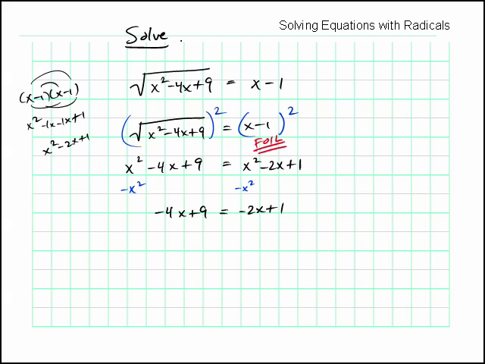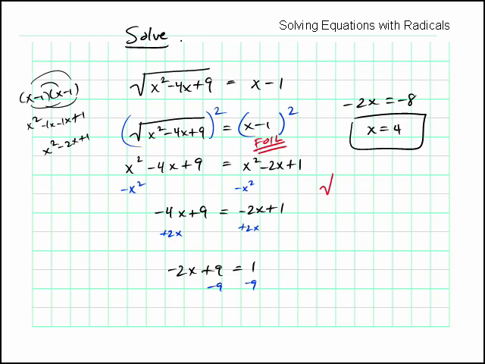Move the 2x to the other side, and I'll have negative 2x plus 9 equals 1. Subtract 9 from both sides. Negative 2x equals negative 8, and so x will be positive 4. Let's quickly check and make sure that it works. You can never trust these answers. Let's see, check.